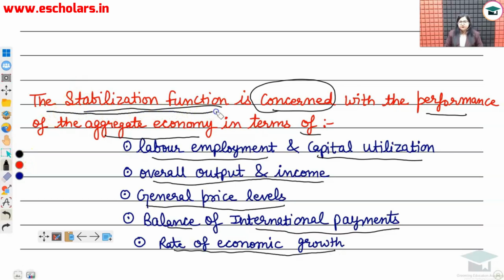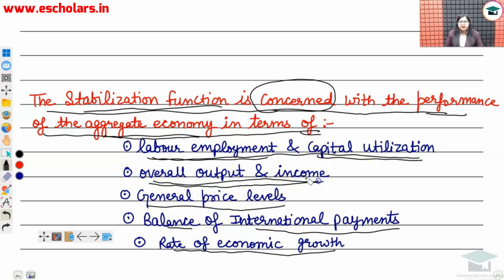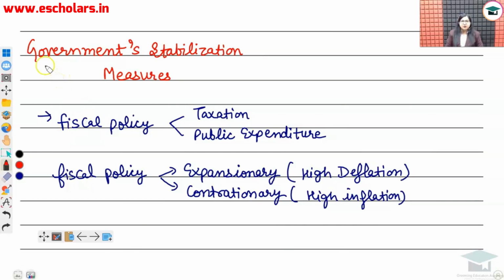Okay, so let's have a look. The stabilization function is concerned with the performance of the aggregate economy in terms of labor employment and capital utilization, overall output and income, general price levels, balance of international payments, rate of economic growth. Now, students, we will talk about the government stabilization measures, that is the steps taken by the government in order to bring stabilization in the economy.